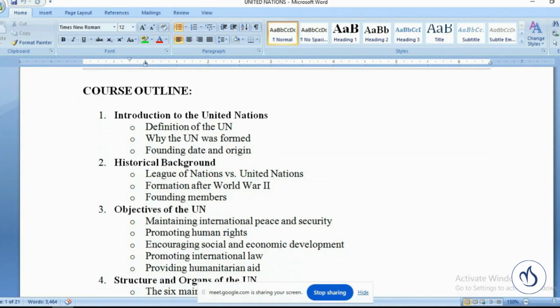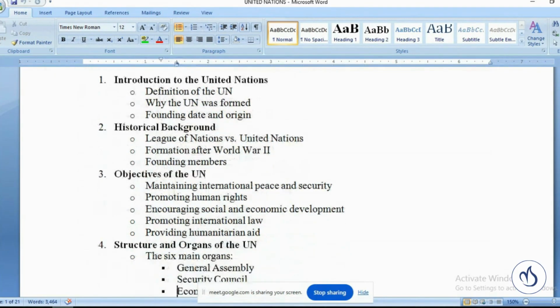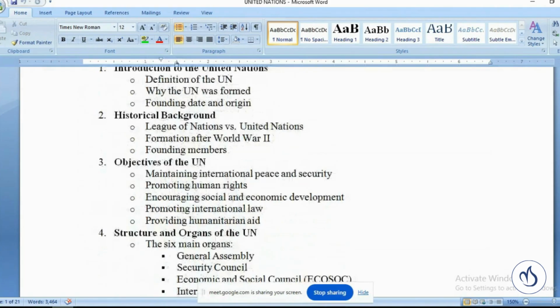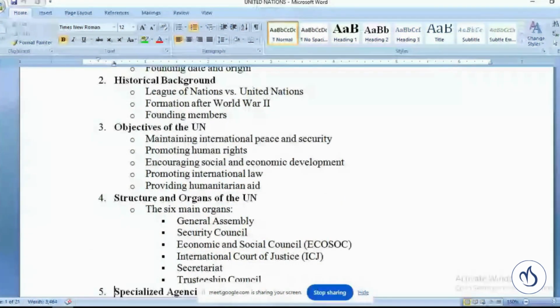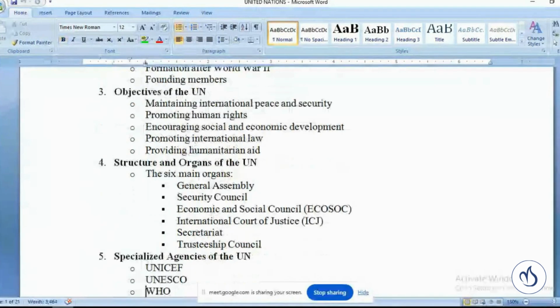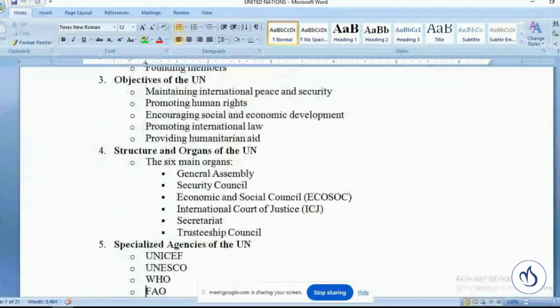And this organization is still in existence. Up to now, it is of high importance in this country. It operates in very many sectors, and very many people use it. Very many people gain from it. Its structure and organization include the General Assembly, the Security Council, the International Court of Justice, the Secretariat, and the Trusteeship Council.